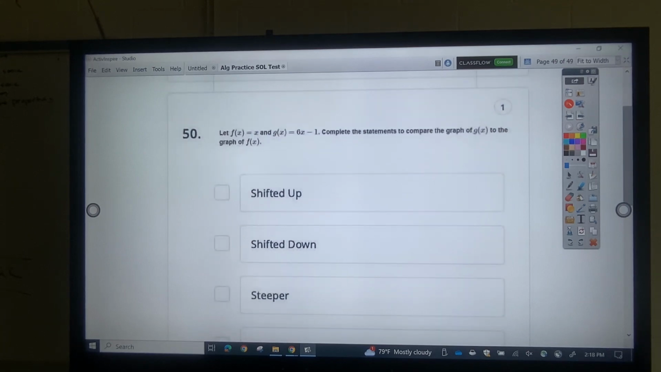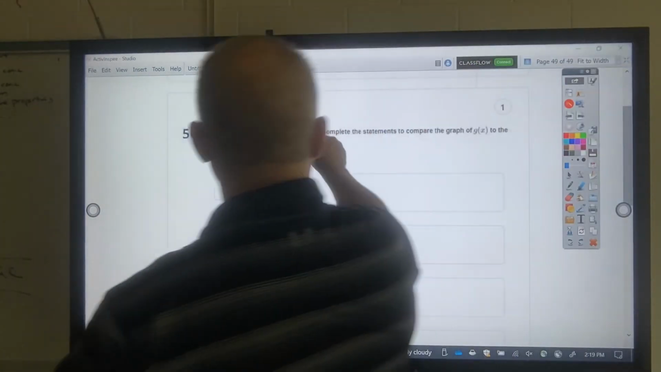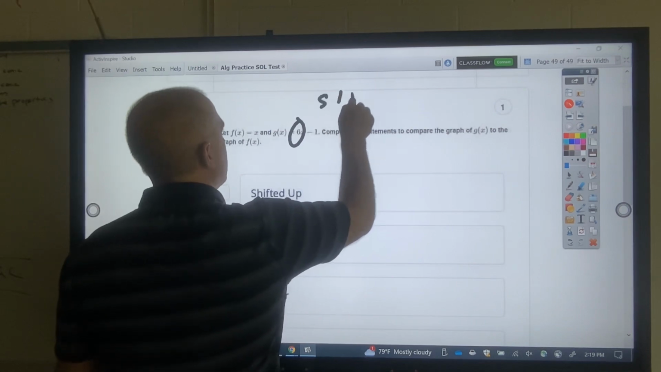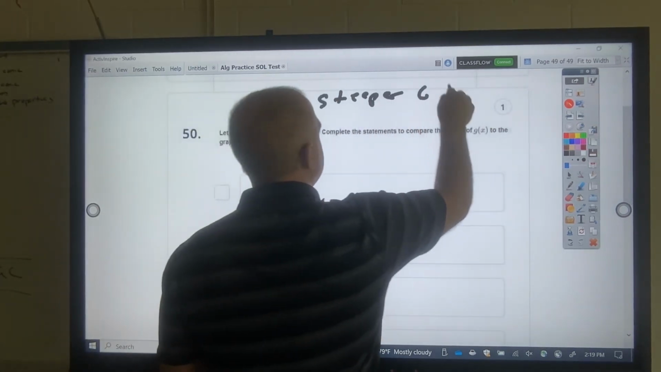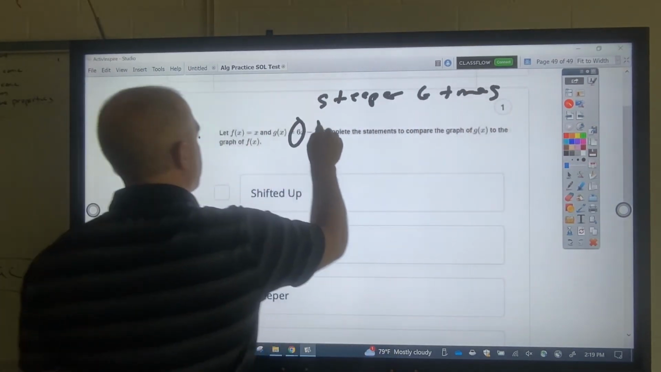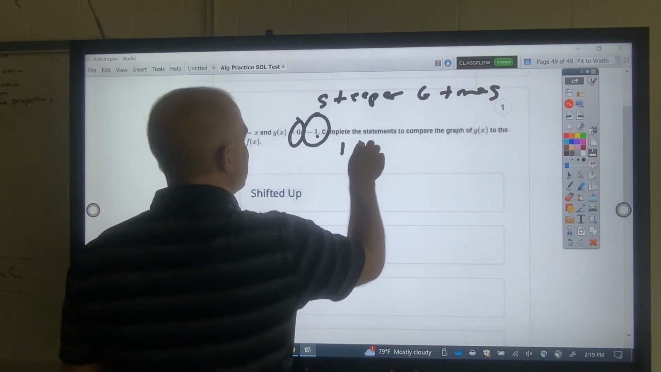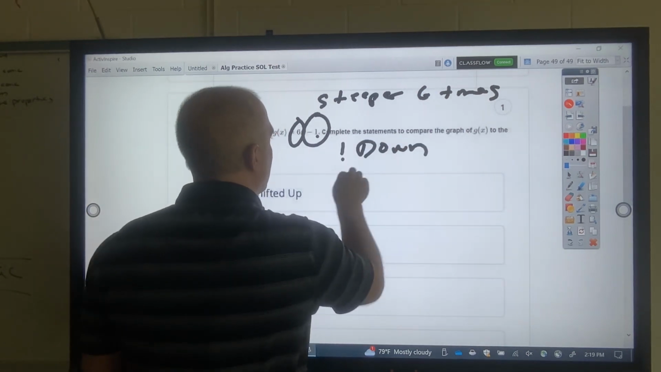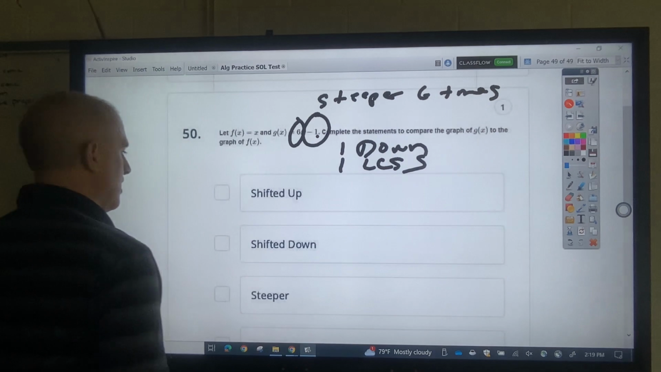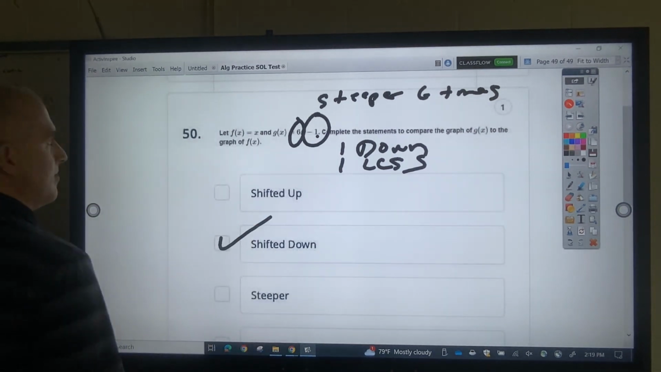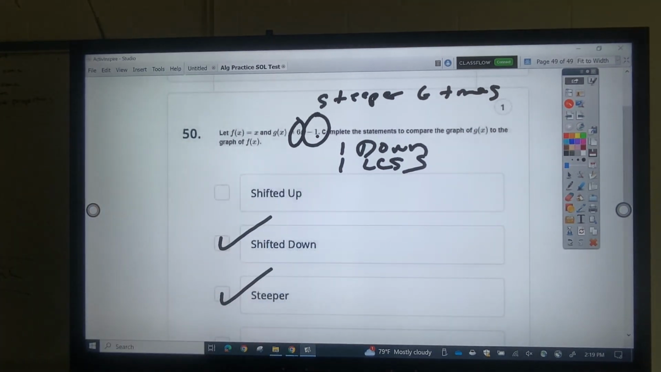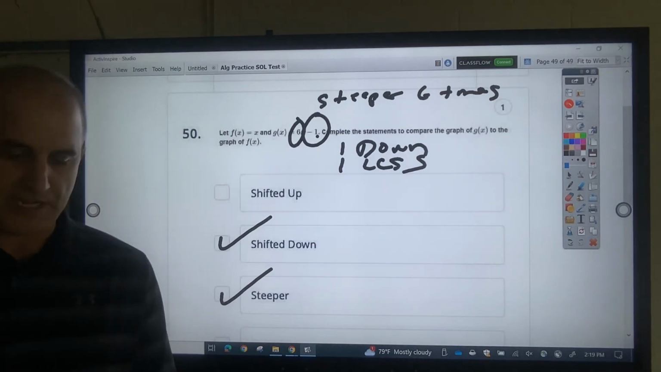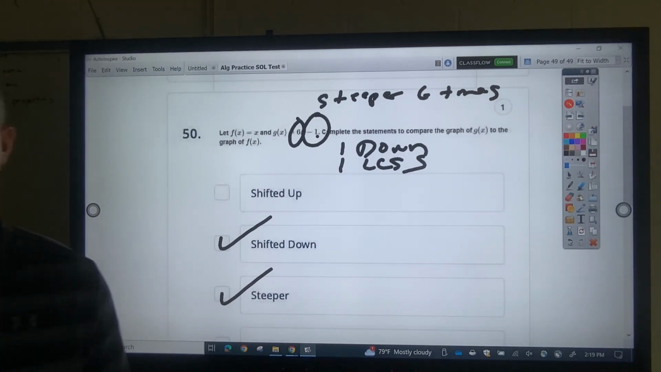Okay? This is the one where they give you that. So this would mean steeper or 6 times. This would be 1 down or 1 less. So let's take a look at our words. All right, shifted down. That's what we want, and we want steeper. Okay, so those would be the 2 we would select. Okay, so those are the last questions in section 3.